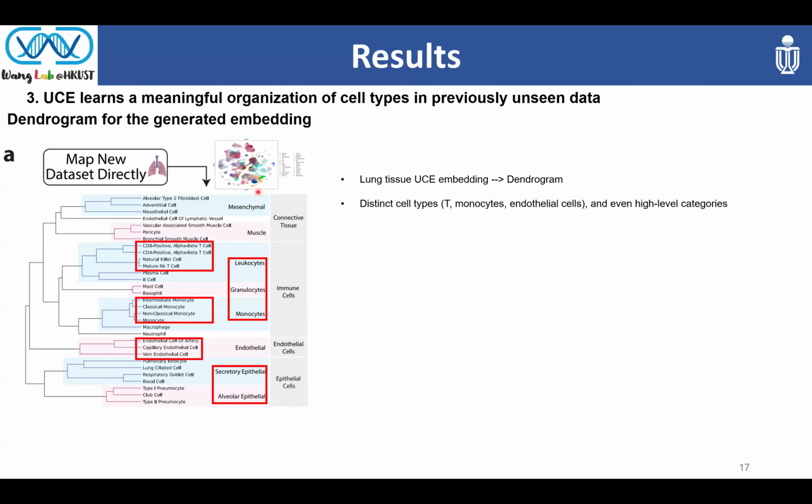I think after getting the embedding, for each cell we have an embedding, and we give this cell a type label, like a CD8 positive alpha beta T cell. So we only have several tens of types, and we do a dendrogram. And we see that they are clustered together in the dendrogram.